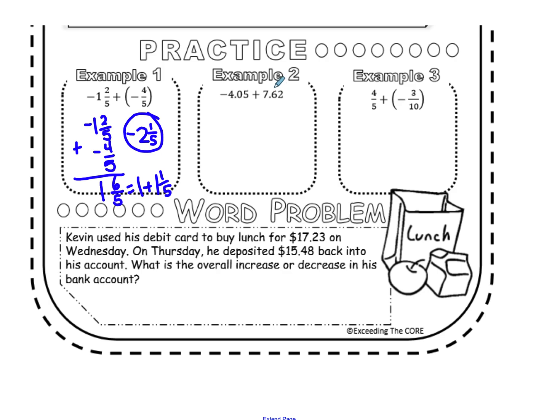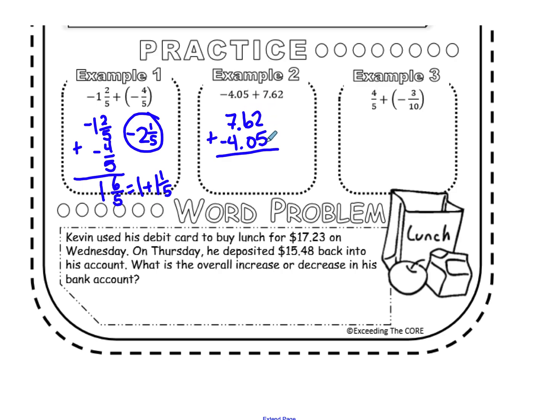All right, let's take a look at our next one. Negative 4 5/100 plus 7 62/100. Different signs, we're going to find the difference. The number with the greater absolute value has to go on top when you're writing it. So 7 62/100 plus a negative 4 and 5/100ths. Different signs. We're going to find the difference, so we are subtracting with these two numbers. Make sure you line up your decimals. Add 0 placeholders if you need to.